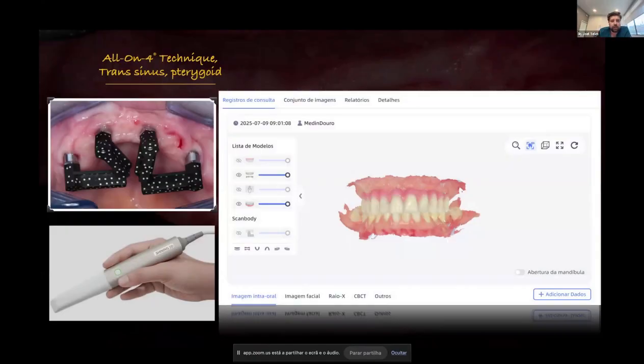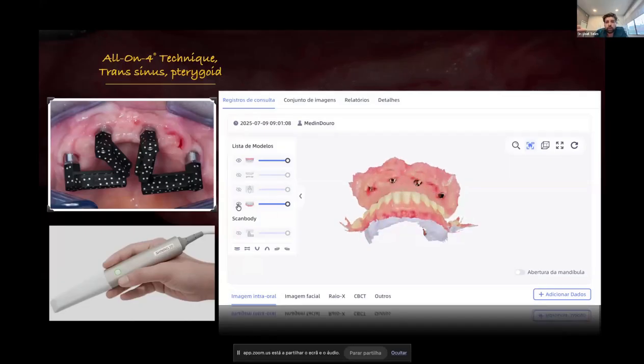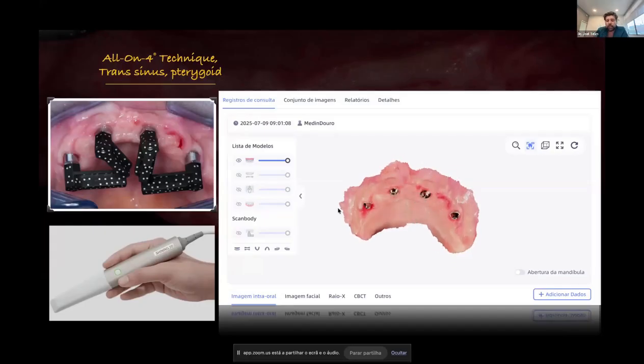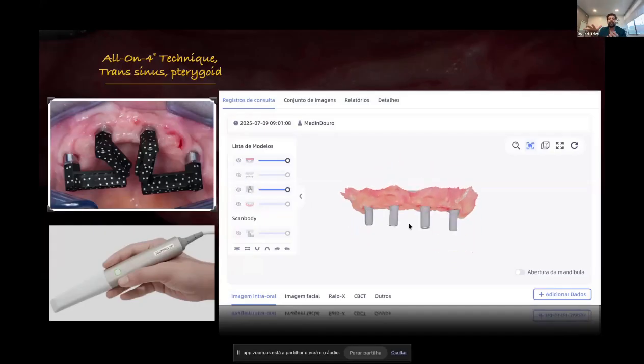So this is the system you see here. And you can see that it retains all the information you need. So the DVO of your provisional is retained, and you can change it if needed. You have the information on the tissue after healing as well. You have the information of the positioning and angulation of your implants. You can even record dynamic bites.